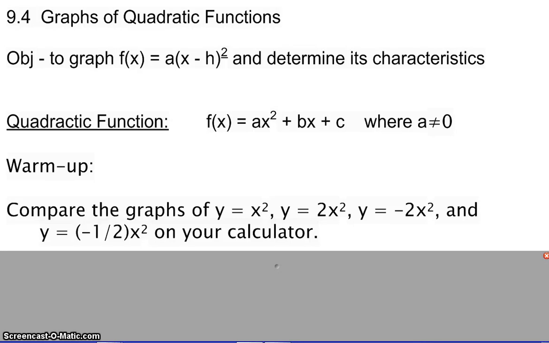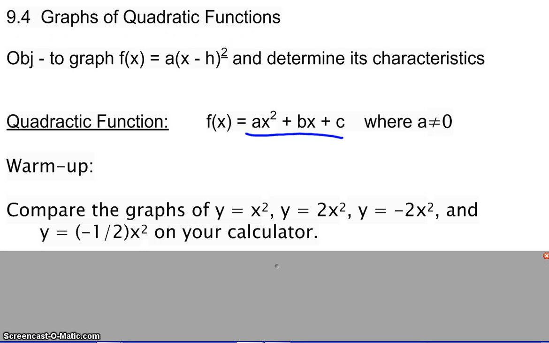All right, today we are going to talk about section 9.4, graphs of quadratic functions. We're going to look at the graphs of quadratic functions and state different characteristics of them. We've dealt with quadratic functions before. Today we're also going to talk about them written a little differently, in vertex form, which is another way we can see them based on shifting the graph, similar to what we've been talking about the last couple of days.